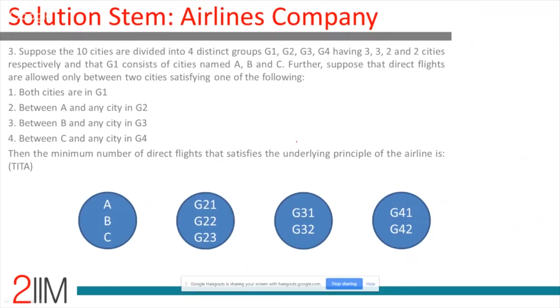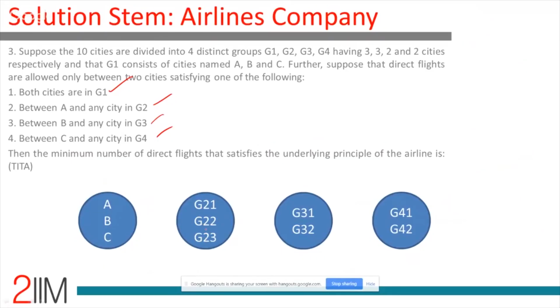And then we come back to the underlying principle being satisfied. I'm going to follow the same approach. Let's just mark out the direct flights and satisfy these conditions on board. And so A and any city in G2. I call them G21, G22, G23: first city in G2, second city in G2, third city in G2.